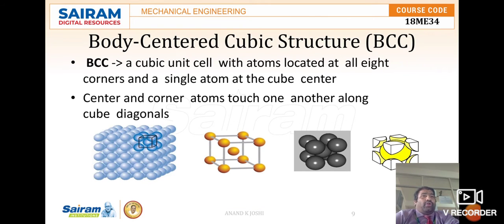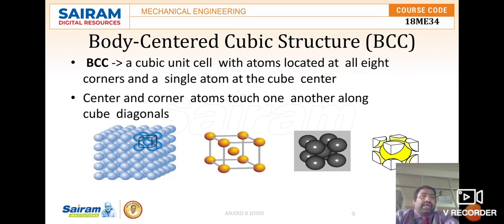So next, the body-centered cubic structure. It is a cubic unit cell with atoms located at all 8 corners, and a single atom at the cube center. You can see, I have briefly mentioned here: corner atoms, and a single atom at the cube center. So this will be the cubic center, you can see. A single atom will be there at the center, and this cubic unit cell we have shown here. Okay, center and corner atoms touch one another along the cube diagonals. So they will touch along the cube diagonals.